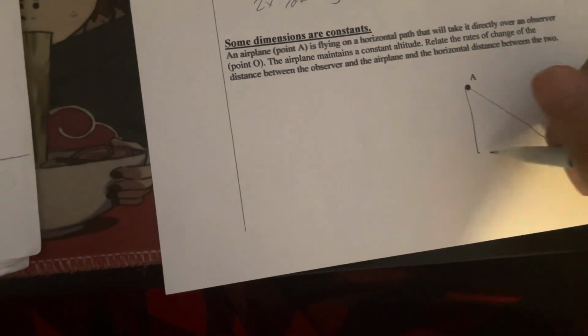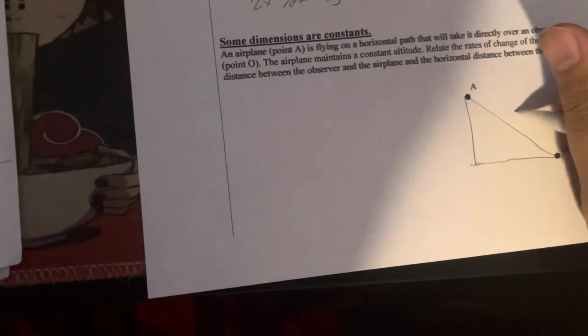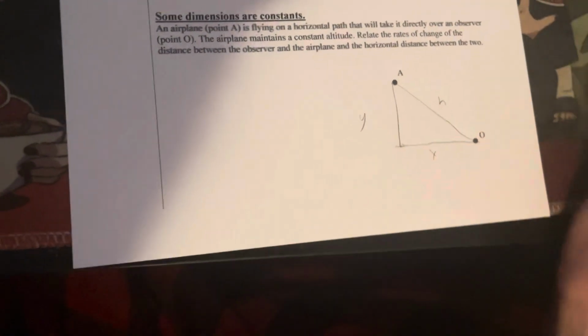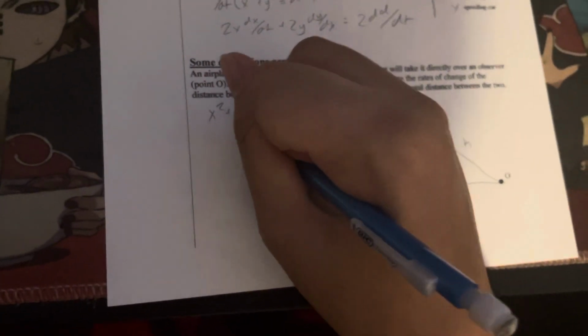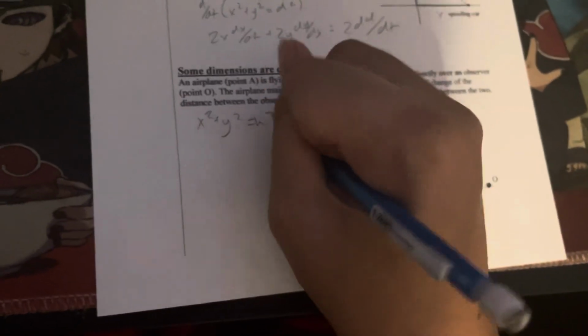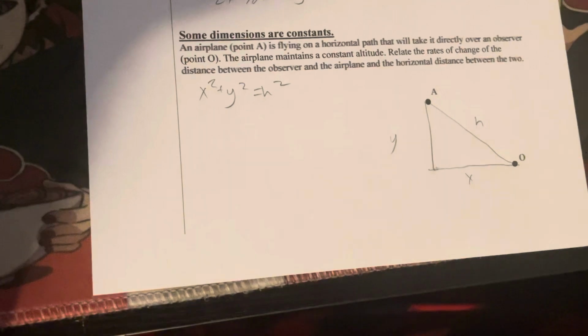First, we'll draw a triangle. Call this H, and then of course X, Y. Y is our altitude, and you know the rest. Pythagorean theorem again, since it is a right triangle. So x squared plus y squared equals h squared.